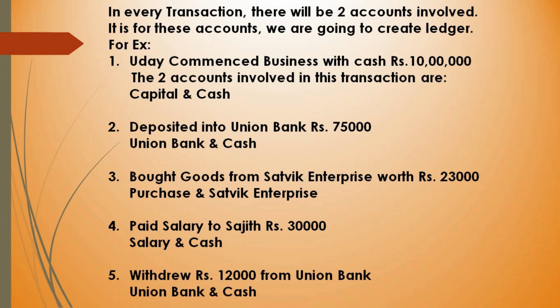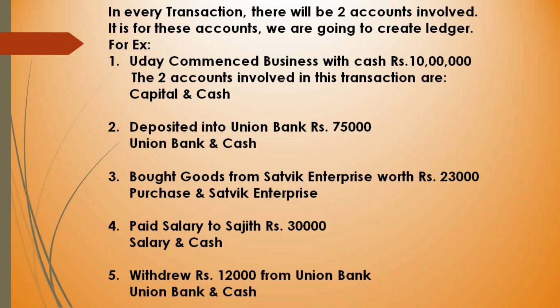The next transaction: we deposited into Union Bank rupees 75,000. Here the two accounts are Union Bank and cash. Bought goods from Satvik Enterprise worth rupees 23,000. Bought goods is called purchase, so one account is purchase. The other account is Satvik Enterprise. Paid salary to Sachit rupees 30,000. One account is salary. The other account is cash. And the next transaction, withdrew rupees 12,000 from Union Bank. Here the two accounts are Union Bank and cash.